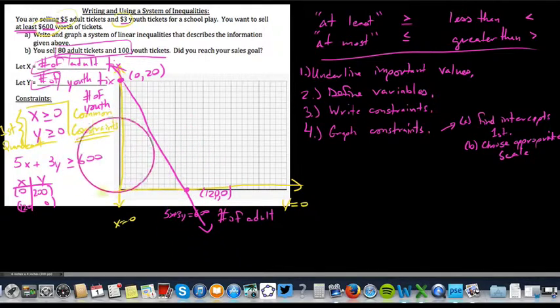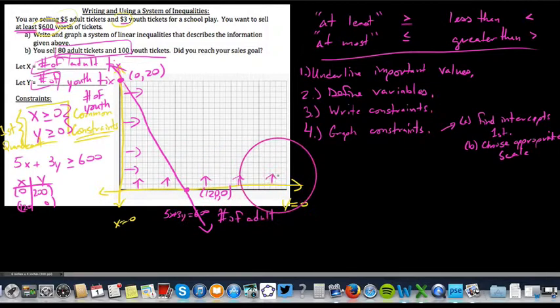But let's test the point 0, 0 on this. I don't need to test points on these top two constraints. I can see that they really say that you're going to hang out in the first quadrant. But when you look at this third constraint, you test 0, 0, you can see clearly it fails. You would get 0 times 5 plus 0 times 3, which is 0, and you get this statement: 0 is greater than or equal to 600, which is false. So this is not true, so we would shade outward.